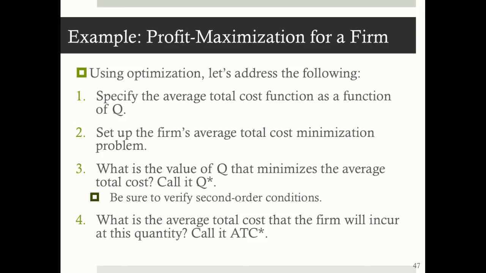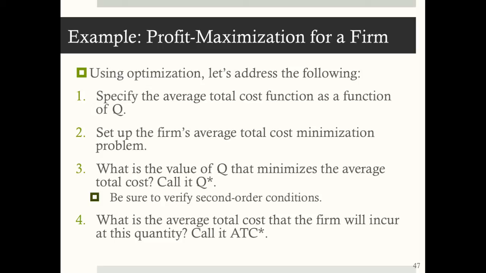So using optimization, let's address the following. Specify the average total cost function as a function of Q. Set up the firm's average total cost minimization problem. What is the value of Q that minimizes average total cost? Let's call this Q star. And we need to verify our second order conditions. In other words, check the second derivative so we know that this is a minimum. And finally, what is the average total cost that the firm will incur at this quantity?